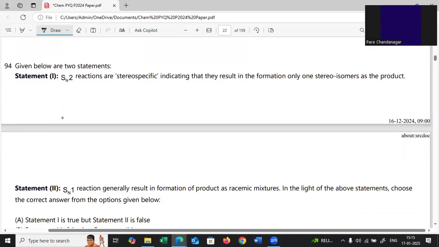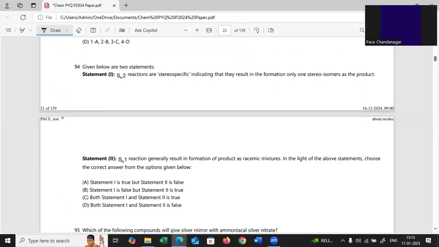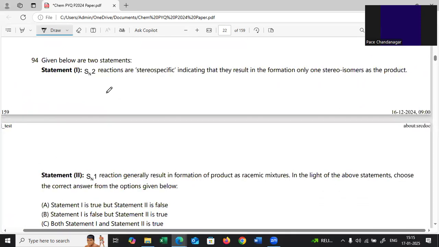Next, given below, SN2 reactions are stereospecific, indicating that they result in the formation of only one stereoisomer as the product. It is about your isomerisms and all. SN2 goes with inversion, right?